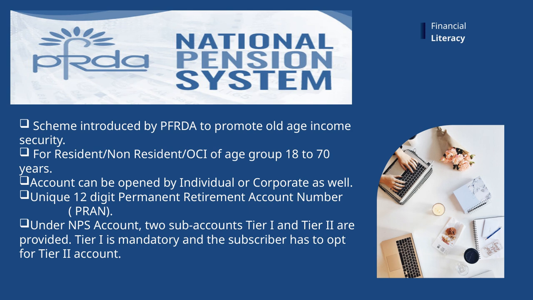Under the NPS account, there are two sub-accounts, Tier I and Tier II. Tier I is mandatory, meaning all subscribers must have this account, which primarily focuses on retirement savings. The subscriber also has the option to open a Tier II account if they wish, which provides additional flexibility for savings that are more accessible. Overall, this scheme aims to encourage long-term savings for old age, and understanding these key features helps us appreciate how it supports financial security in later years.